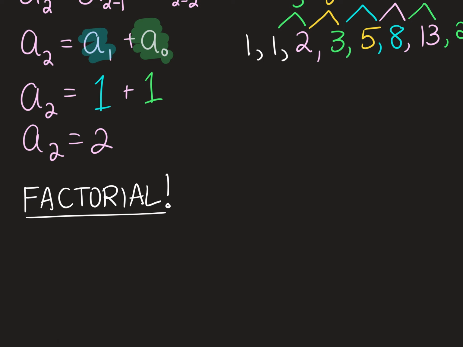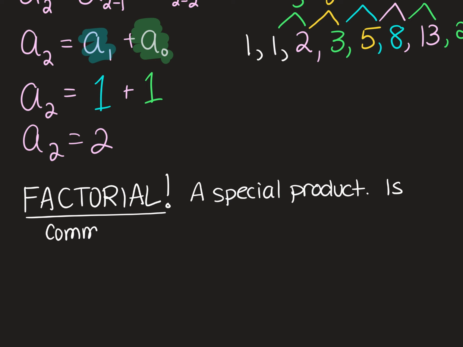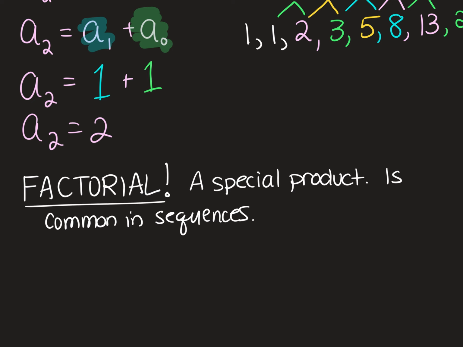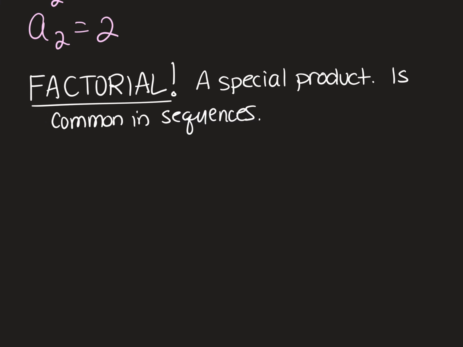So number one, this is a special sequence, or a special product. If you look at it as a sequence, it shows up a lot when we're trying to work through sequences. So it is common in sequences. Let's talk a little bit about what a factorial is. First thing I'll do is give you a couple of examples of how you would do it, and then we'll define it in a more generic manner.